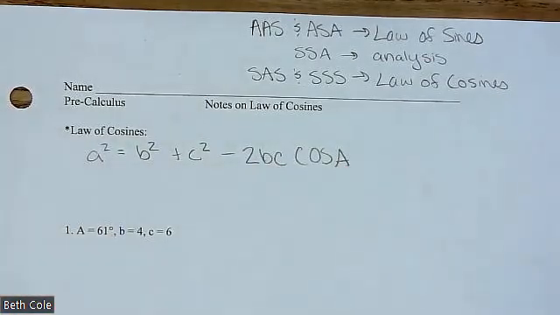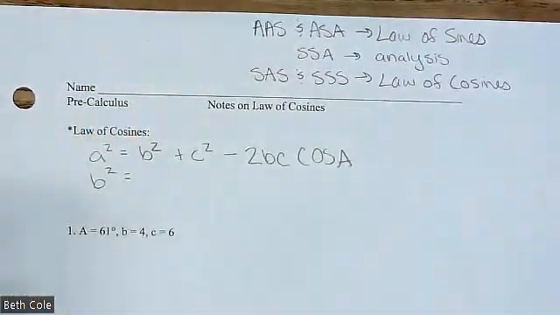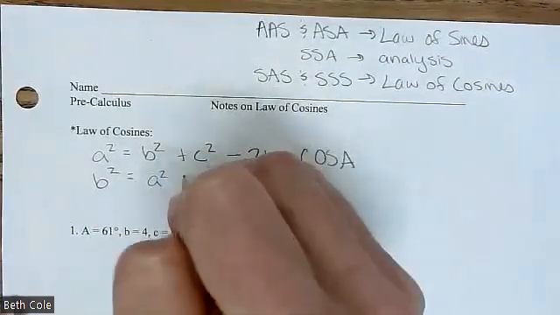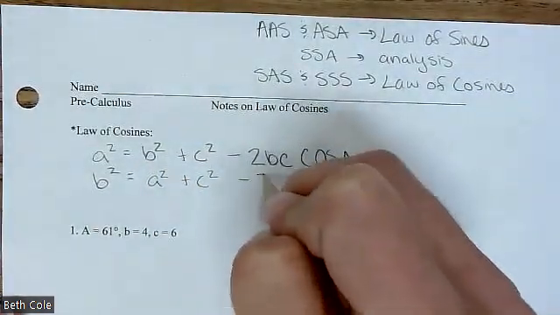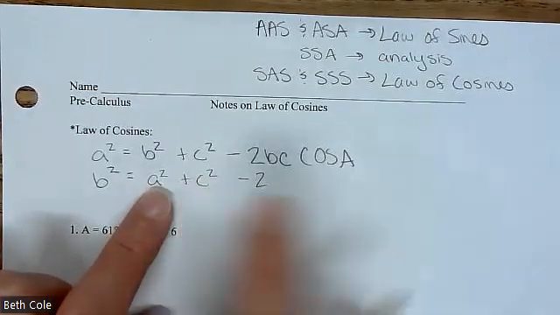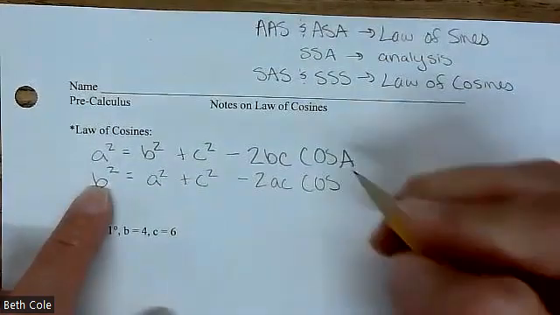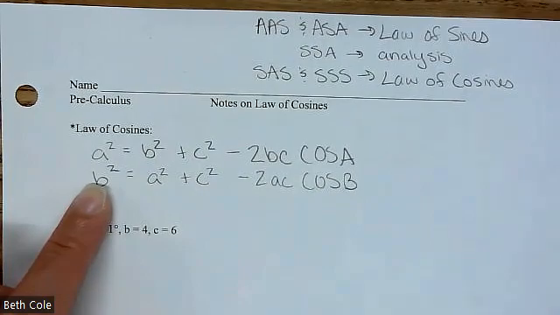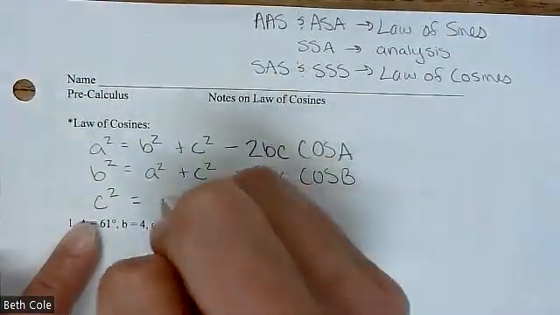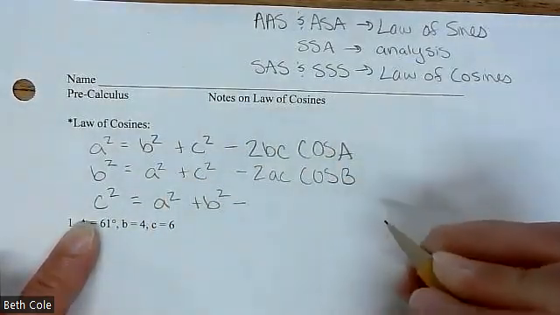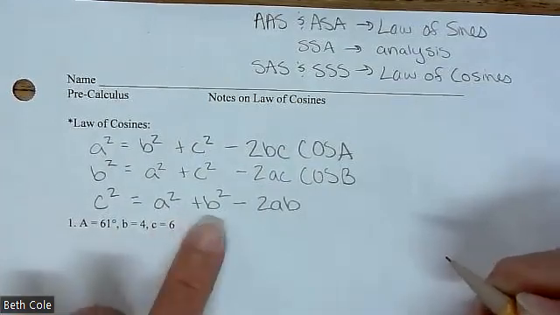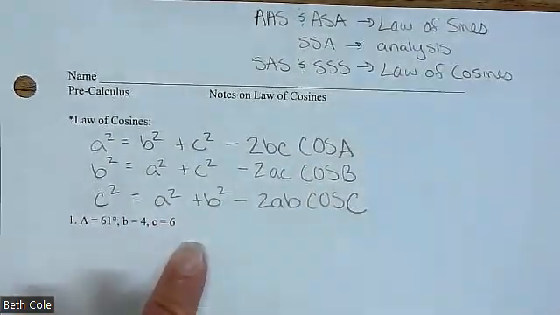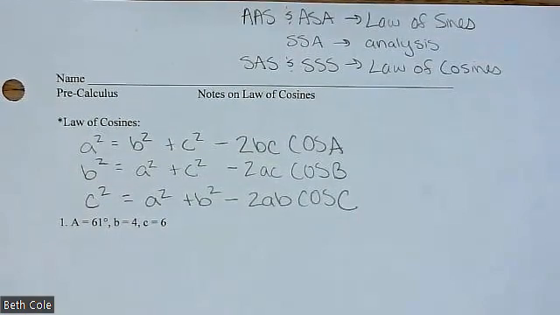Now let's see if you can twist the letters around, because it means the exact same thing even if your triangle is twisted. So let's say instead it was B squared. Then what would you have? You'd have A squared plus C squared minus 2AC cosine of B. You just repeat those, it matches what was in front. And then what's the third version? It would be C squared equals A squared plus B squared minus 2AB cosine C. Do not try to memorize those as 3 individual things.